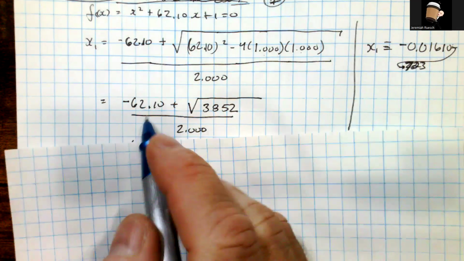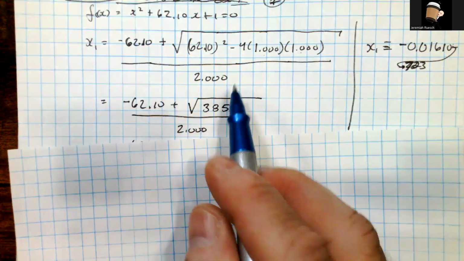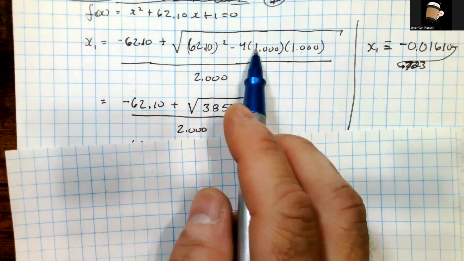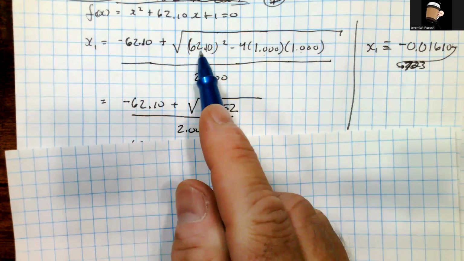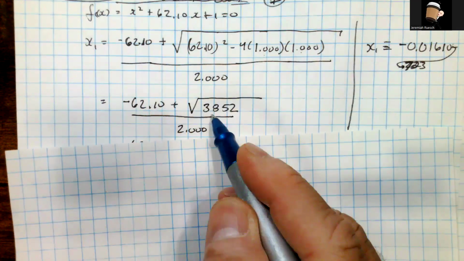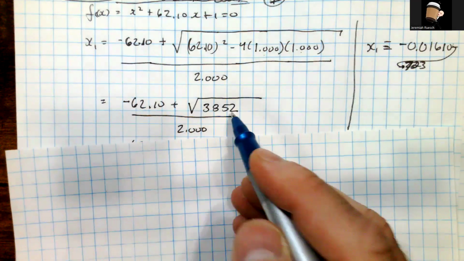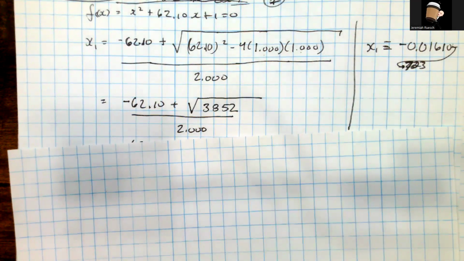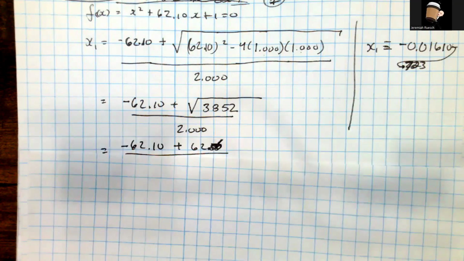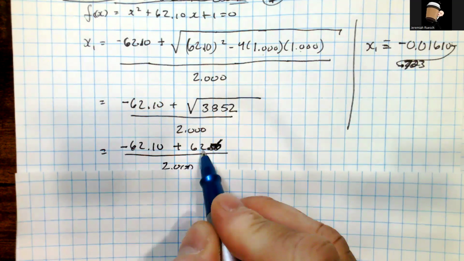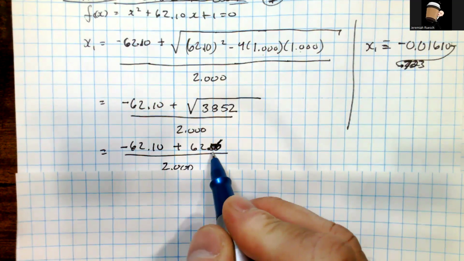Simplifying this a little bit more, we get negative, just pulling this down. We square this, we multiply this out and take the difference. So it's just 4 less. And then by keeping 4 digits of accuracy, we have 3852. Taking the square root of that gives us 62.06, keeping 4 digits there.